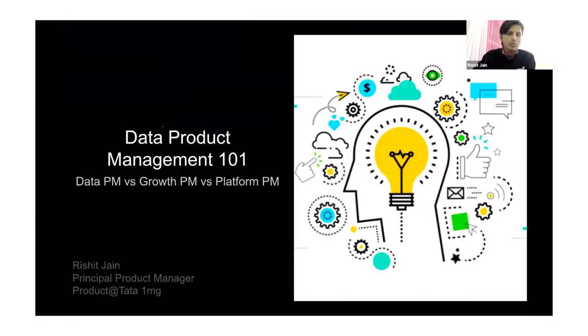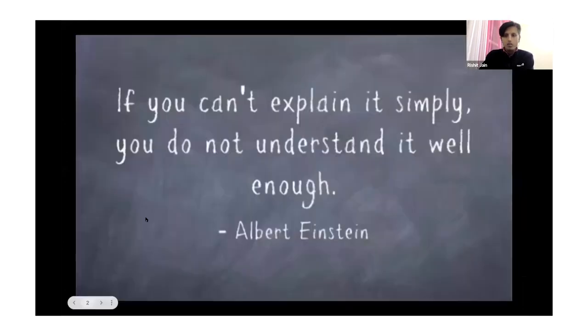I'll start. As Priyanka mentioned, this is a data product management 101, and I'll be talking about the differences between a data PM, growth PM, and a platform PM. Before I start, I'd like to set the agenda, where I like this line: if you can't explain it simply, you don't really understand it well enough, right?